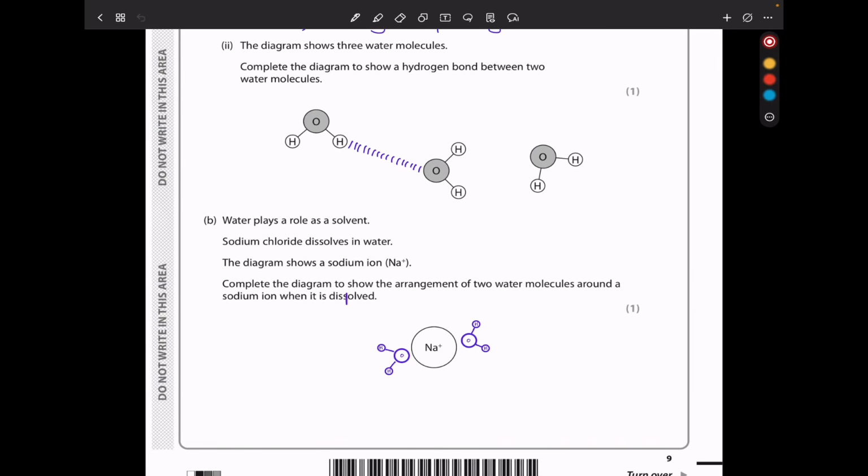In part B, water plays a role as a solvent. Sodium chloride dissolves in water. The diagram shows a sodium ion. Complete the diagram to show the arrangement of 2 water molecules around a sodium ion when it is dissolved. Here I use 2 water molecules. When sodium ion is dissolved, because it's positively charged, the oxygens of the water molecules orient themselves closer to the positive sodium, and then the hydrogens are going to be oriented away in this manner.